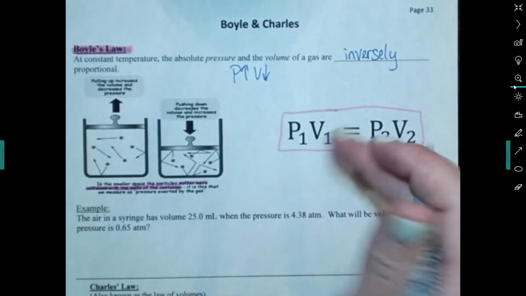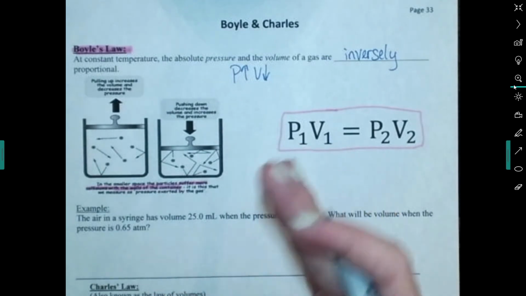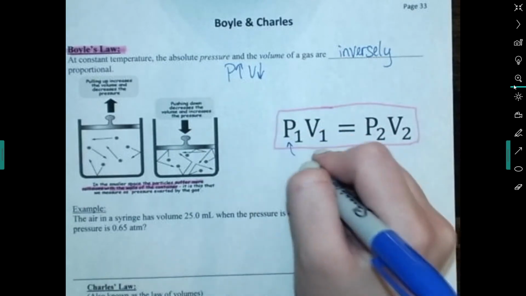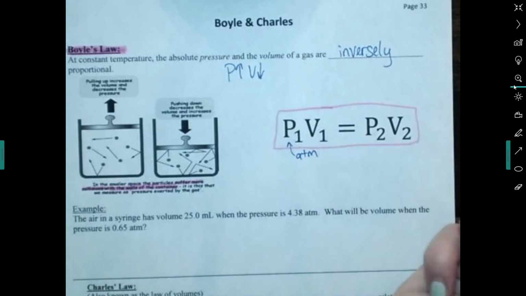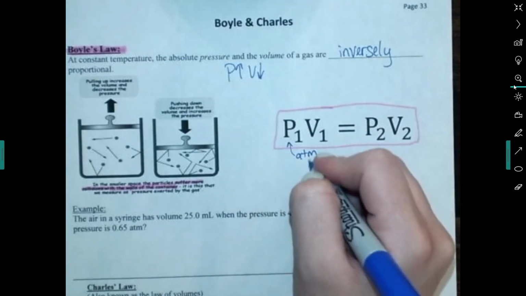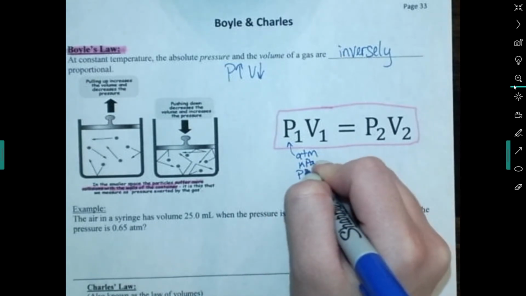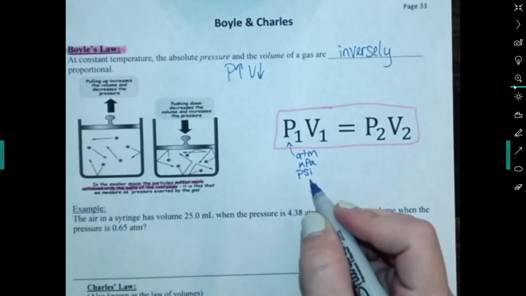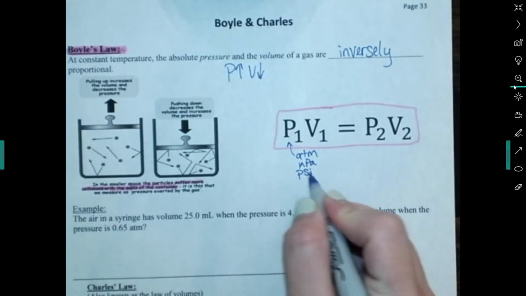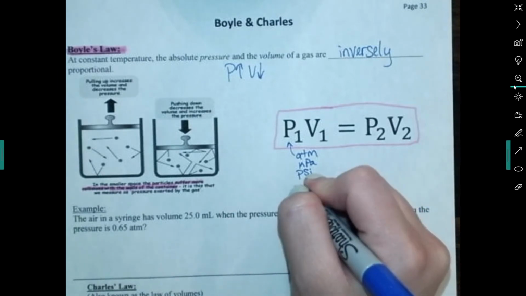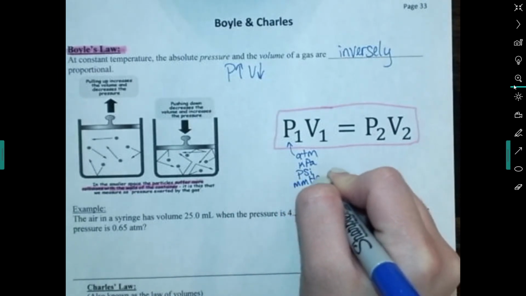Now let's remind ourselves what units we could encounter for pressure and volume. For pressure, what are some of the units we know? We know atmospheres, so write this down. We know kPa, which stands for kilopascals. We know PSI, which stands for pounds per square inch. You see this one a lot in the tires of your car. And then mmHg, which stands for millimeters of mercury.